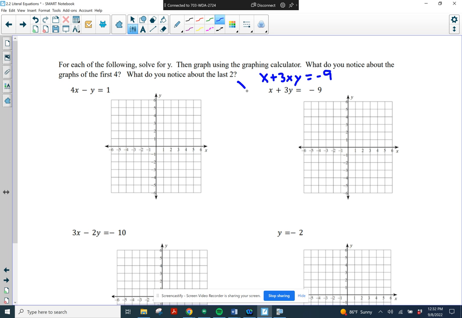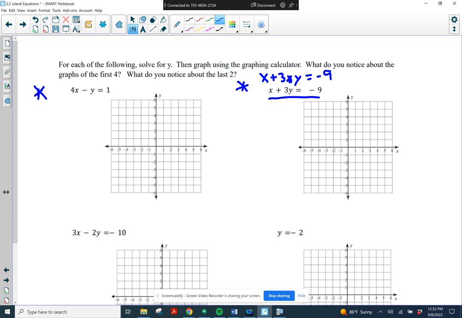First thing I want to point out is on this second example right here, there is a typo. It should be x plus 3y equals -9. That extra x should not be there. So either rewrite the equation like this or cross out the x, but it should be x plus 3y equals -9. So let's go back and let's start over here.